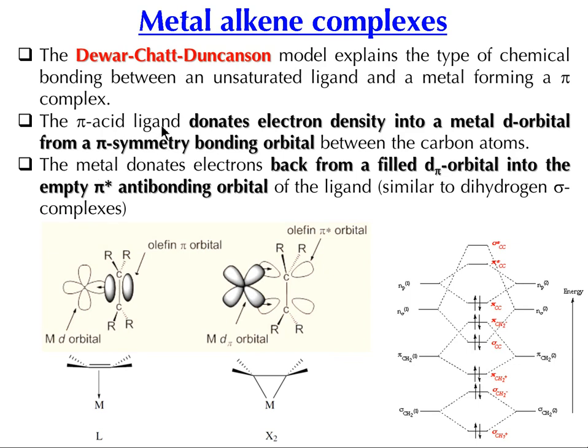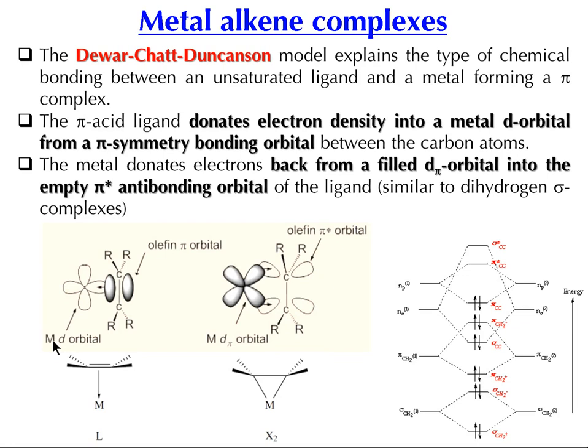So the pi acid ligand, like alkene, donates electrons to the metal d orbital from a pi symmetry bonding orbital between the carbon atoms. The possibility of back donation from M to alkene can be realized if the metal M is rich in electron density, and since the olefin has a pi star orbital that can receive this donation. So first of all, we have donation of the pi electrons to the metal d orbital. Then we have the possibility of pi back donation from the metal d pi orbital to the pi star orbital of ethene.